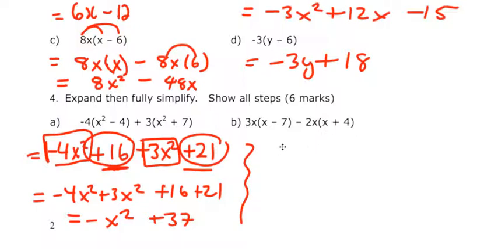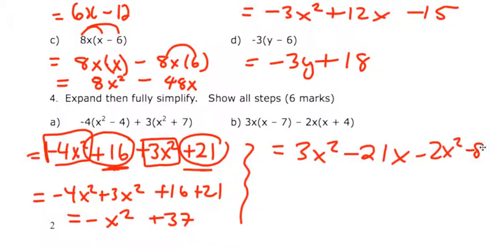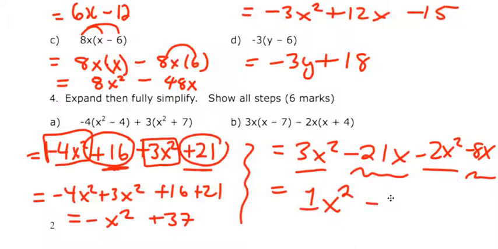Just make a little break here. 3x times x is 3x squared, minus 21x. Okay, minus 7 times 3x, or 3x times minus 7, is minus 21x. Minus 2x times x is minus 2x squared, and then that's minus 8x. Collect like terms. X squared, I have 3, I have minus 2. That means I have 1x squared when I'm all said and done, or just x squared. Here I have negative 21x, I have negative 8x. Together that's minus 29x. Okay, so 2 marks, 3 marks for that question also.